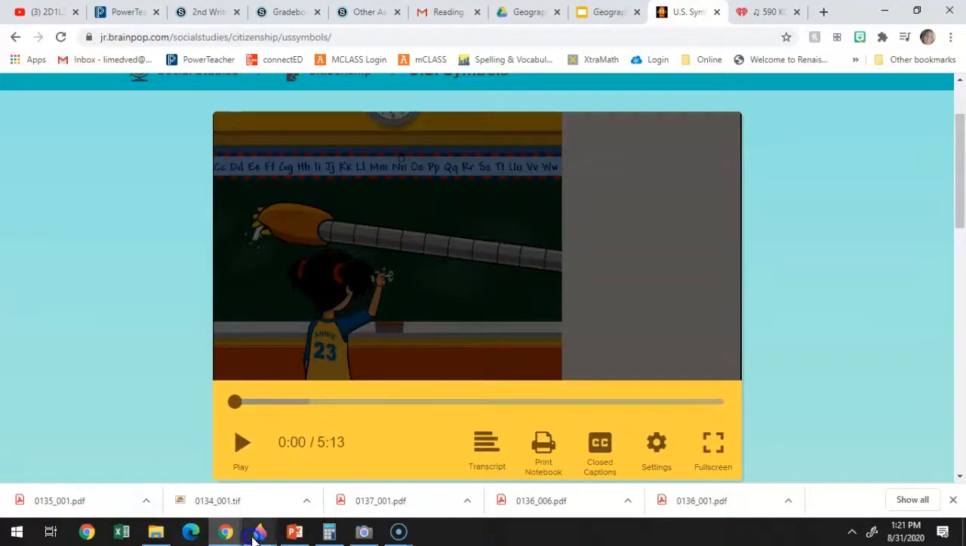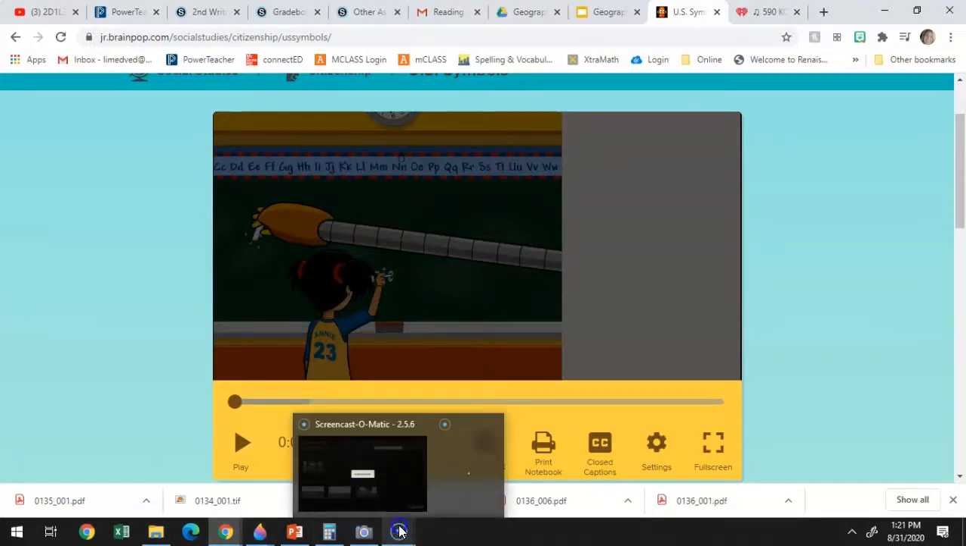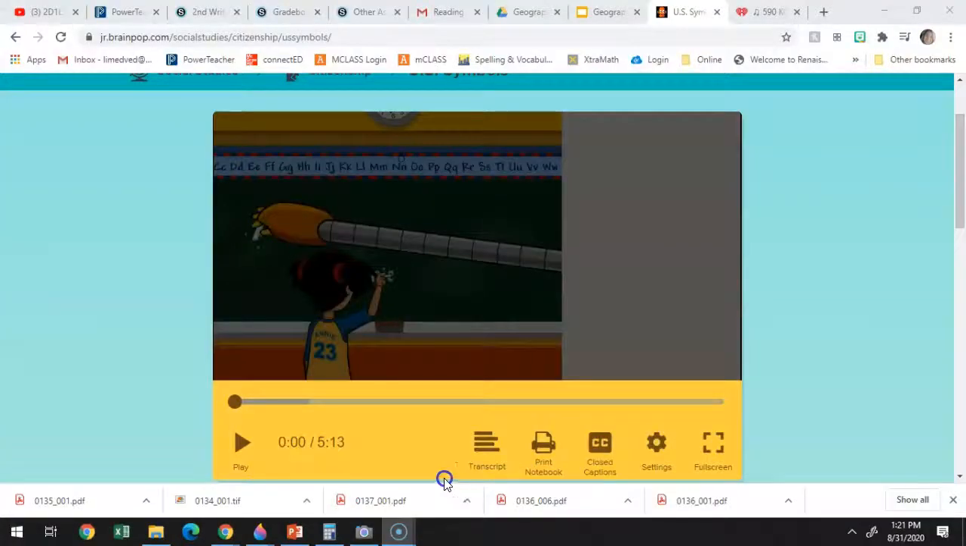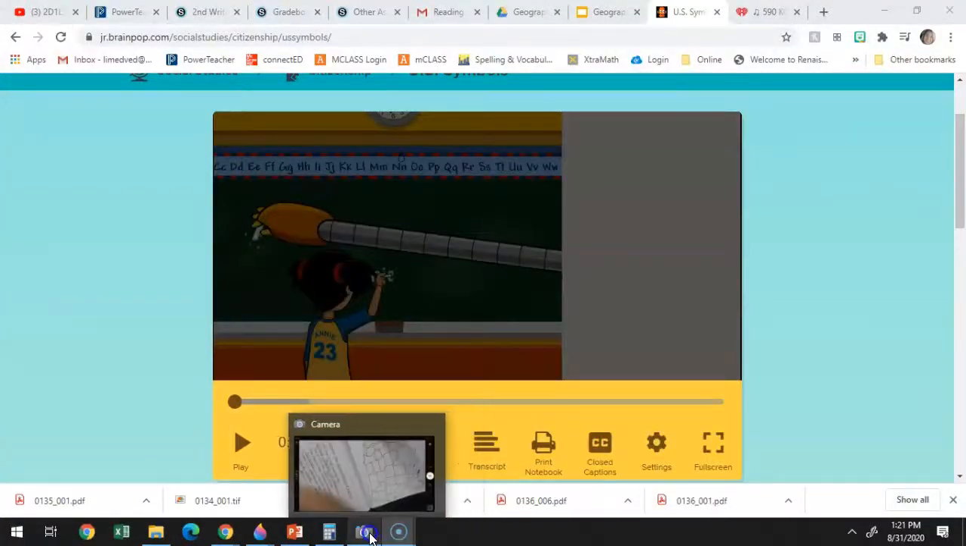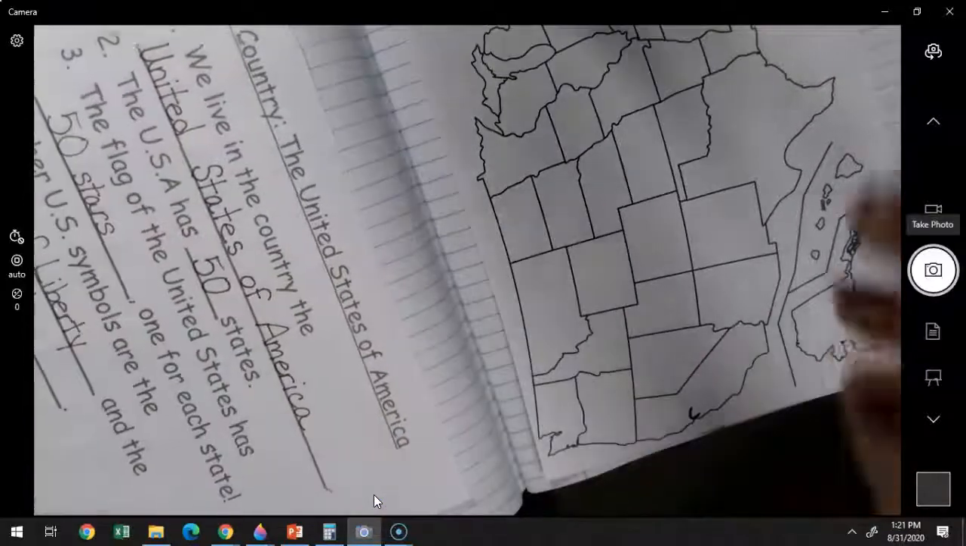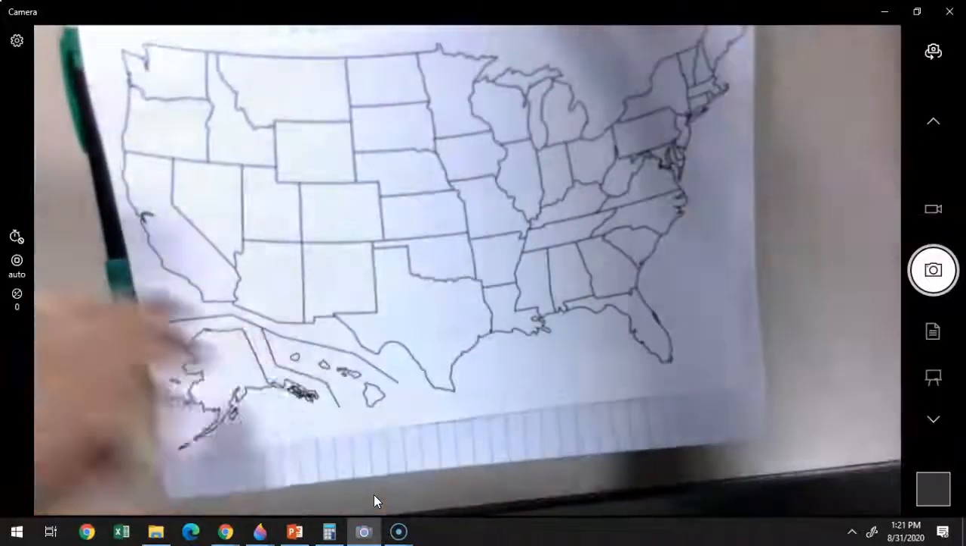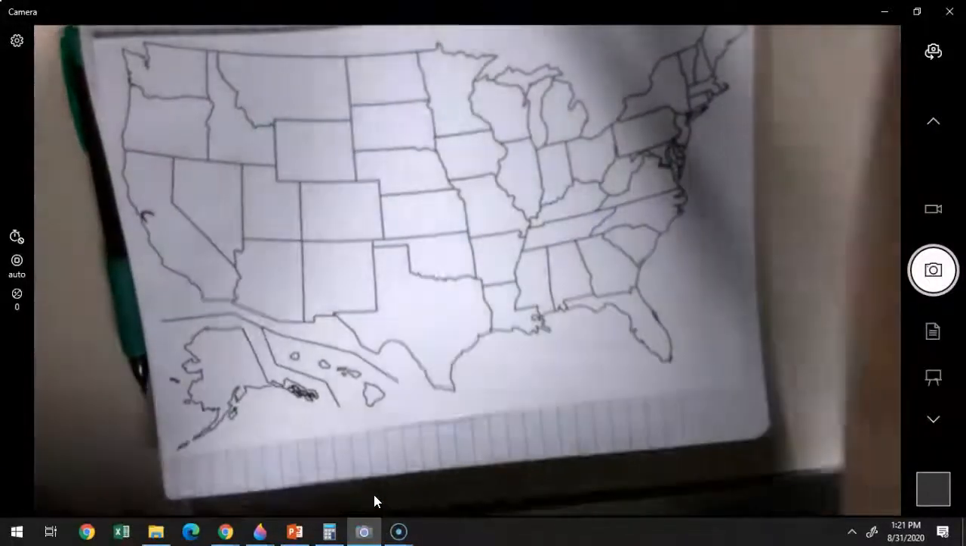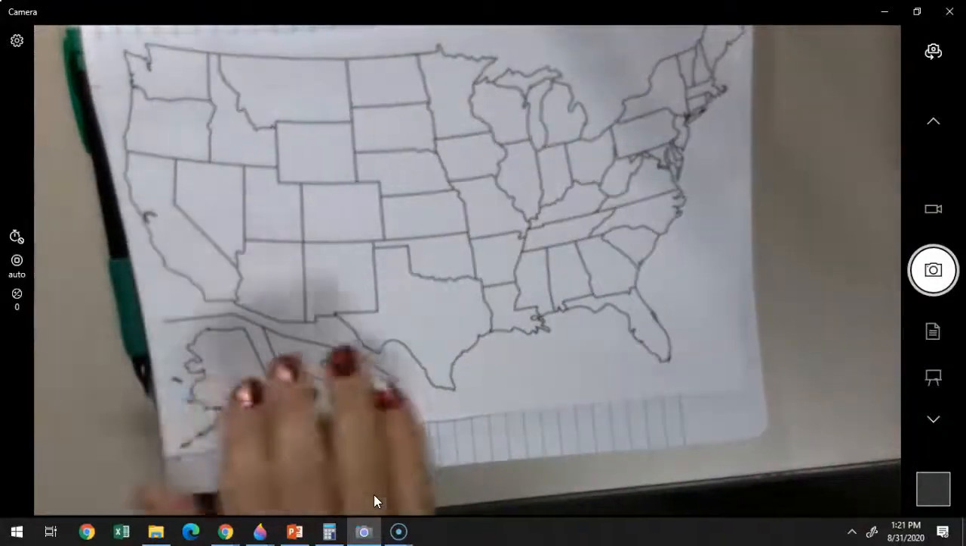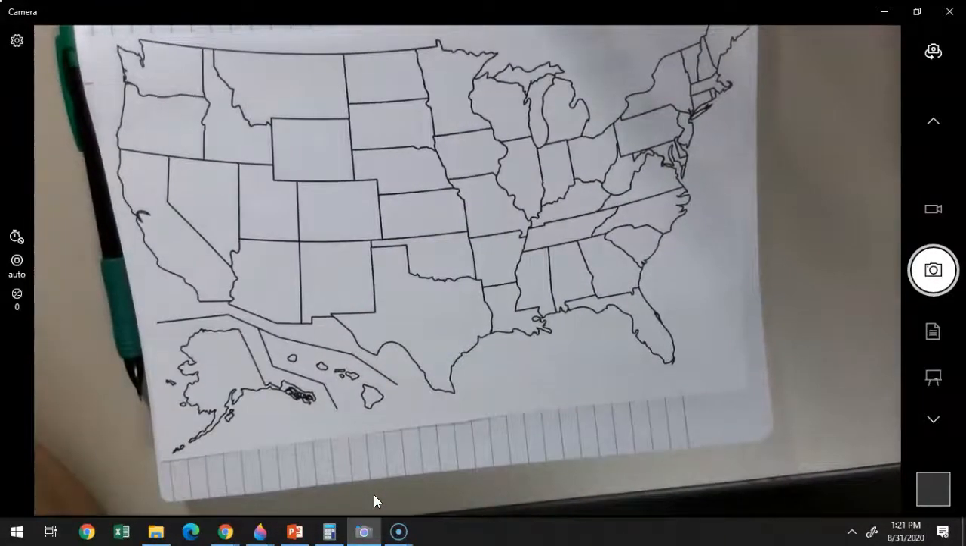Okay, boys and girls, I asked you before this started whether or not the United States always had 50 stars on its flag. And what do you think? Well, if each star represents a state, you learned last year in first grade that we started with 13 states. So no, it didn't always have 50 stars. It started with 13 stars.